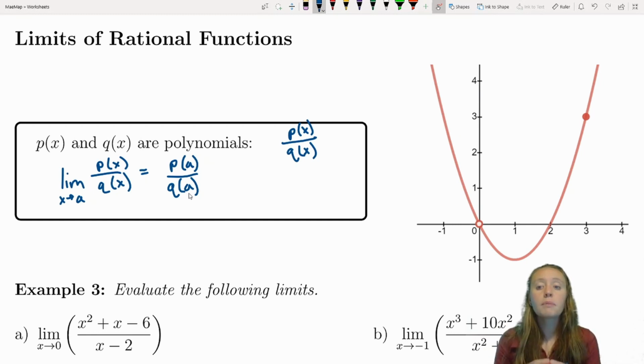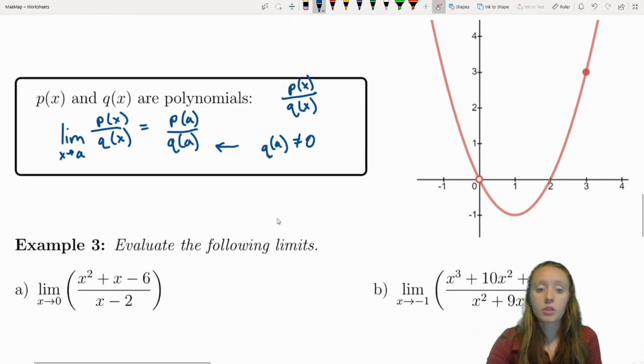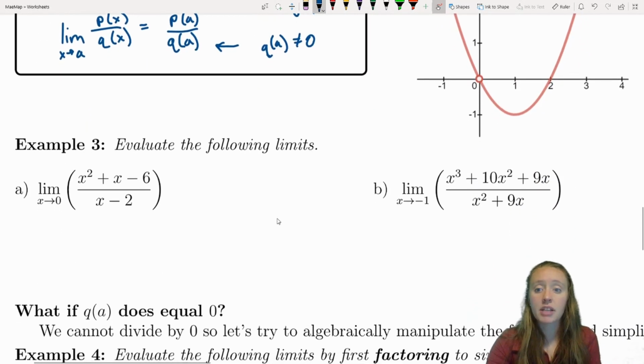So we can only plug a in for x as long as this denominator does not equal 0. Or if it does equal 0, we're able to cancel it out. So if we're just plugging in a for x, q of a cannot be equal to 0 unless we do some algebraic manipulation, which we'll talk about in example 4 below. So let's go ahead and evaluate these limits.